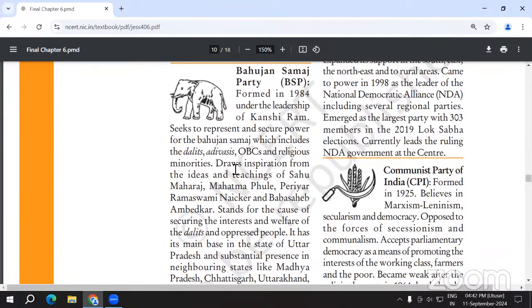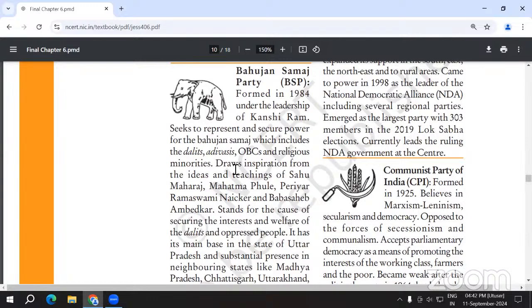You are not writing. This part, so many things you have to write. What it stands for, like that. In 1984, it was founded by a person named Kanshi Ram, who founded this BSP.